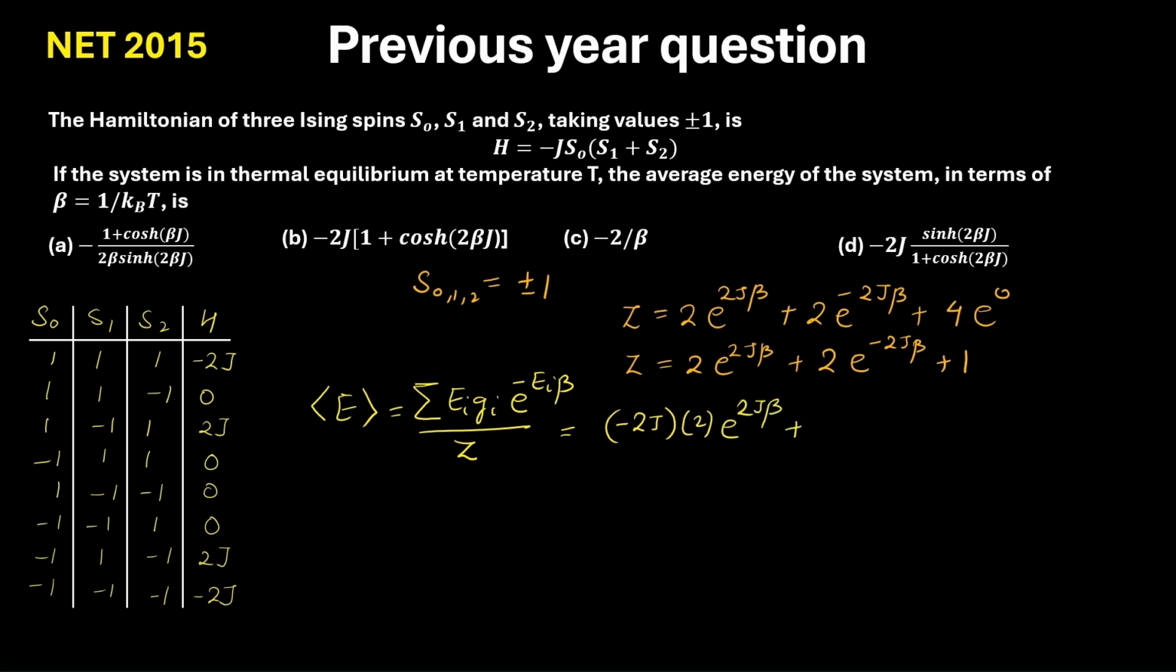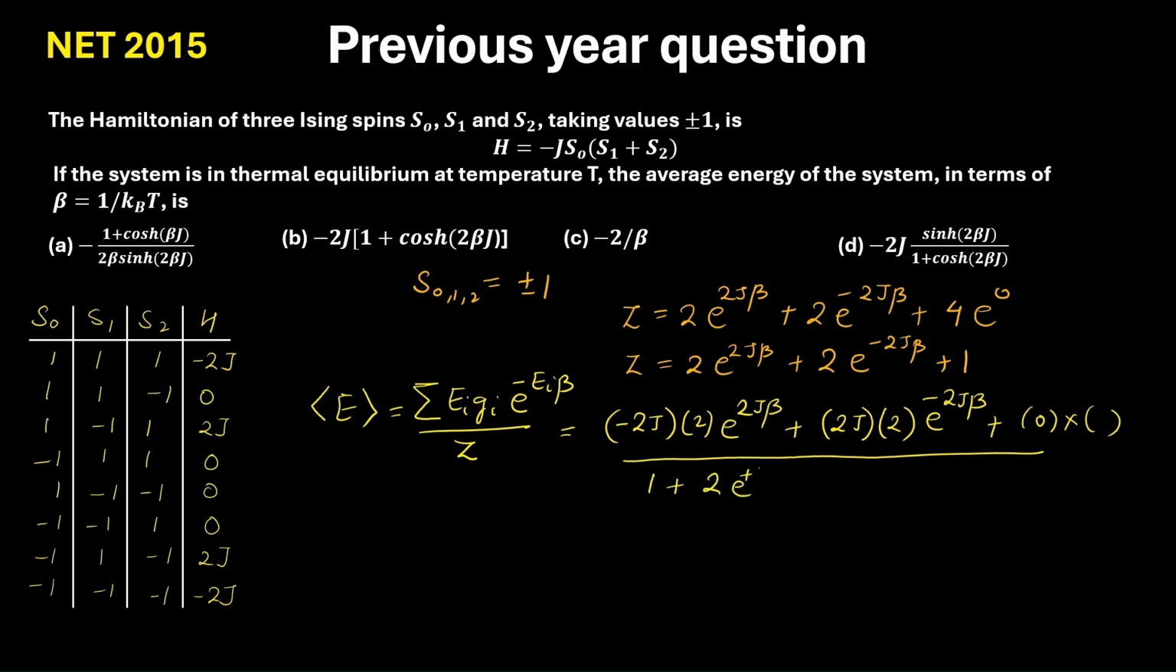Then for the energy 2J, we have a degeneracy of 2. So e to the power minus 2J beta. And for the last term, the energy is 0, so whatever we multiply, it will give 0. Divided by 4 plus 2e to the power 2J beta plus 2e to the power minus 2J beta.